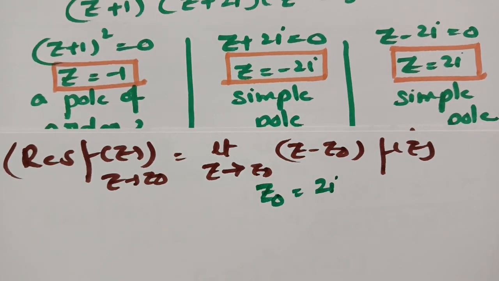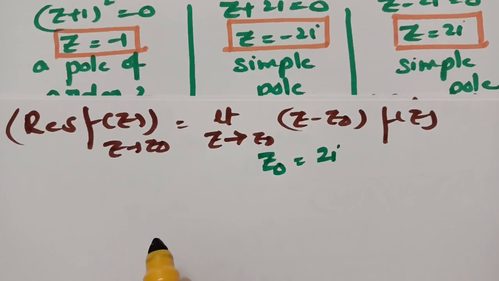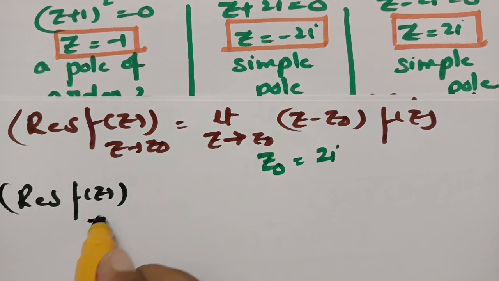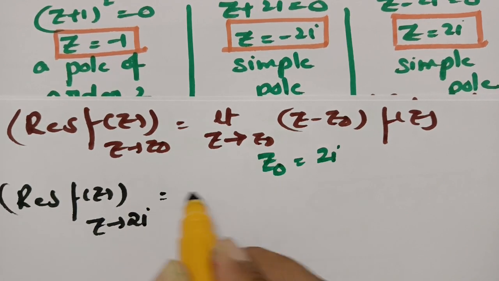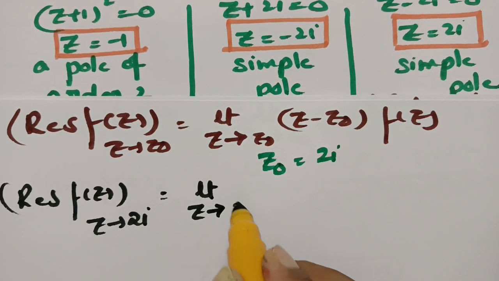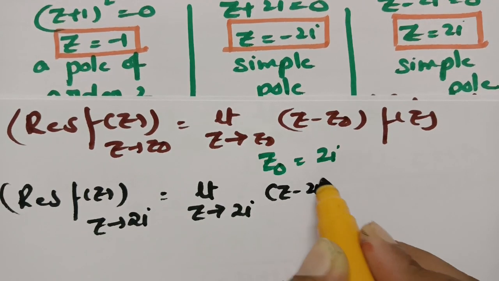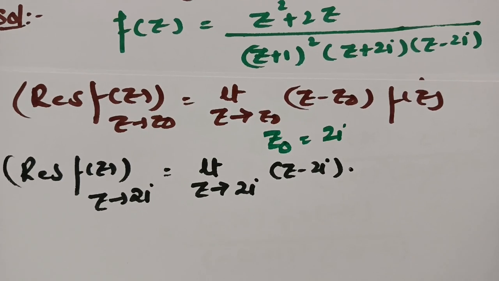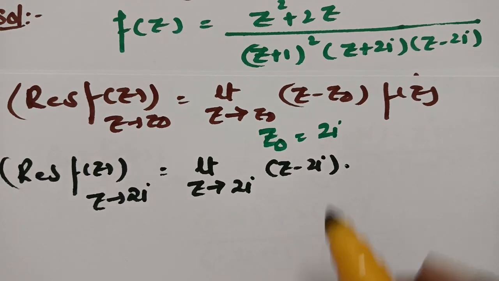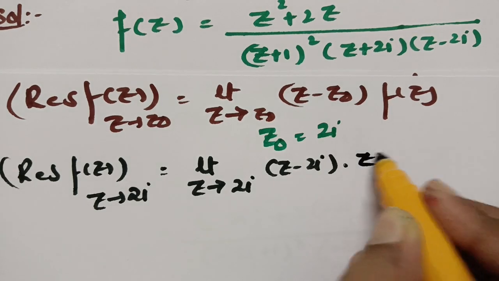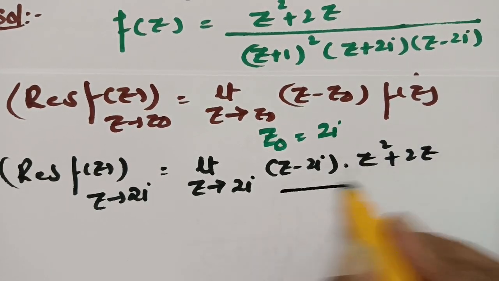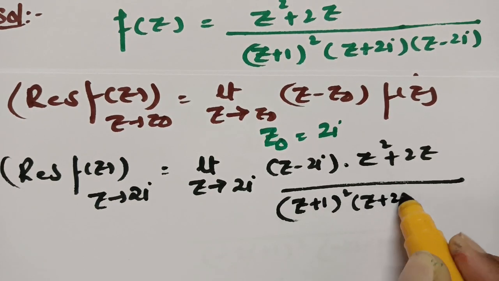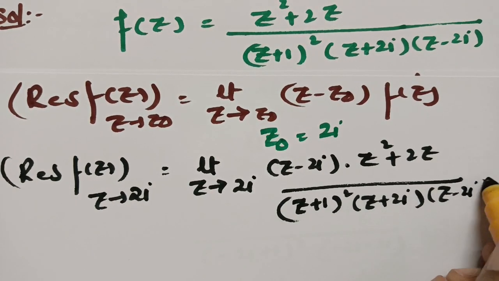For plus 2i, what we are going to do is, see here, residue of the function f of z at point z is equal to plus 2i is nothing but limit z tends to 2i, z minus 2i into f of z. So what is our f of z value? So f of z value is this one, z square plus 2z by (z plus 1) square into (z plus 2i) into (z minus 2i).